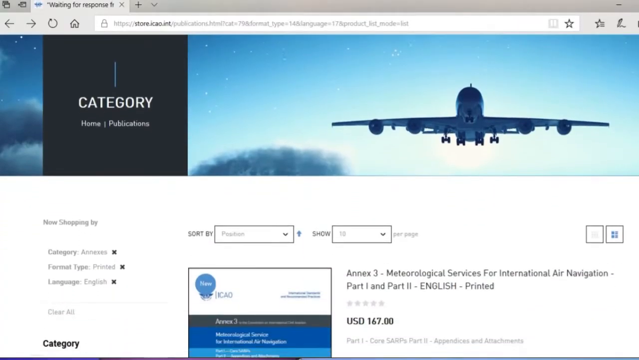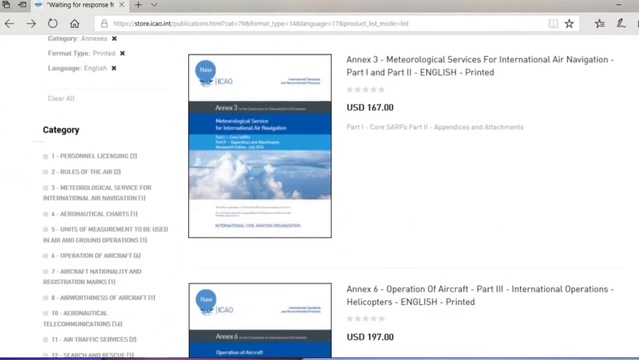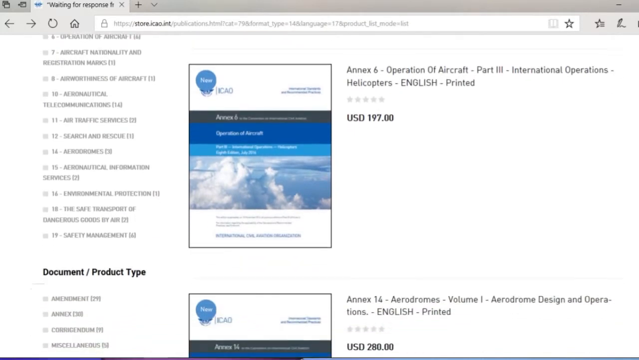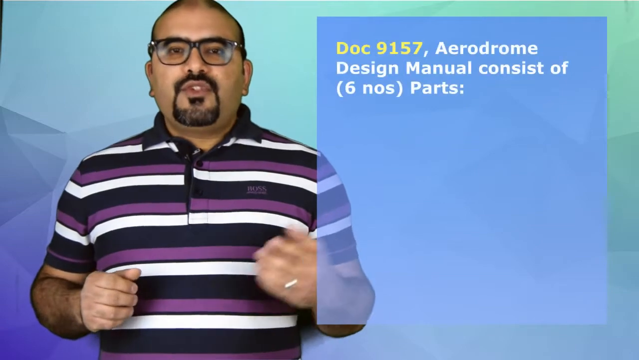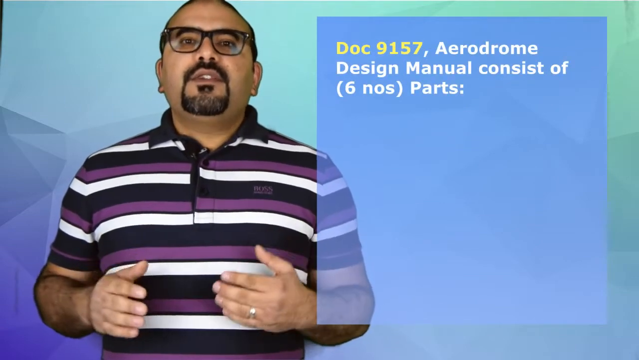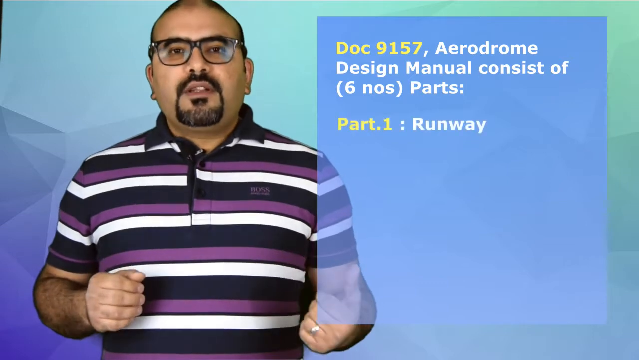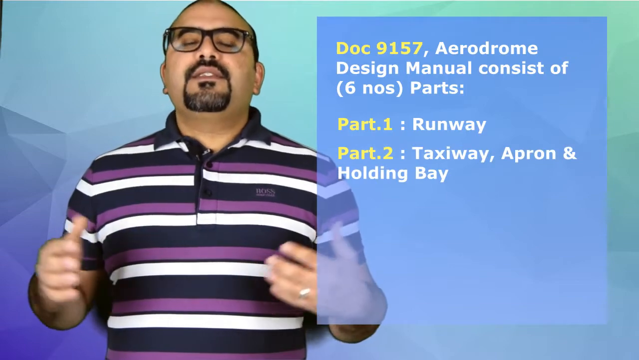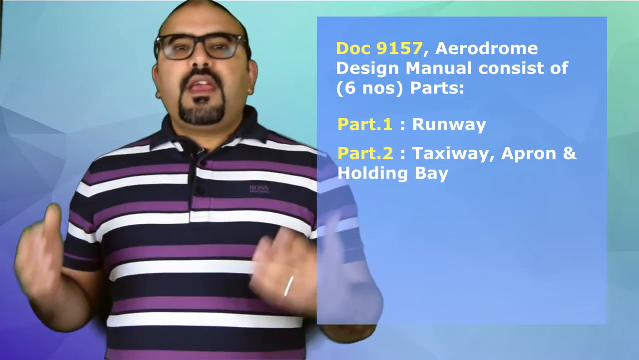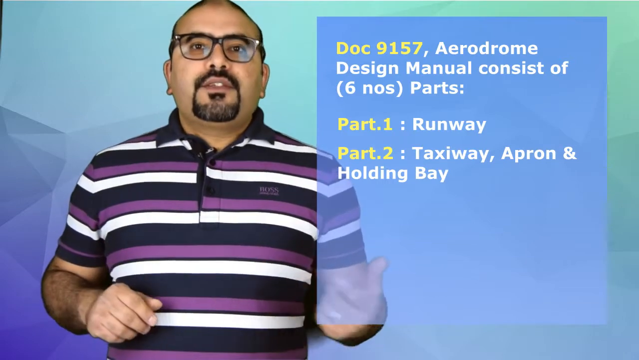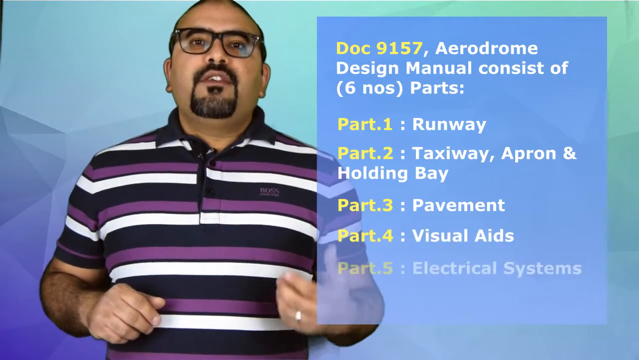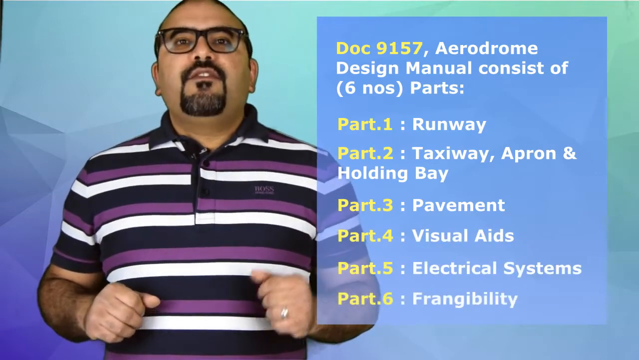Through 19 published annexes, ICAO aims to provide a regulatory framework for the different aviation sectors, in addition to two supportive documents. Document 9157, which is the Aerodrome Design Manual, comprises six parts: part one covers the runway design requirements, part two provides guidelines for taxiway, apron, and holding bay, part three is for pavement, part four for visual aids, part five for electrical systems, and part six for frangibility.